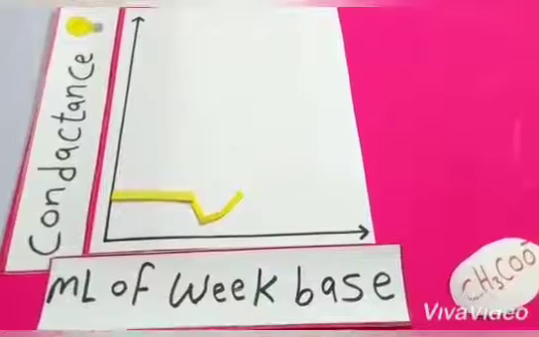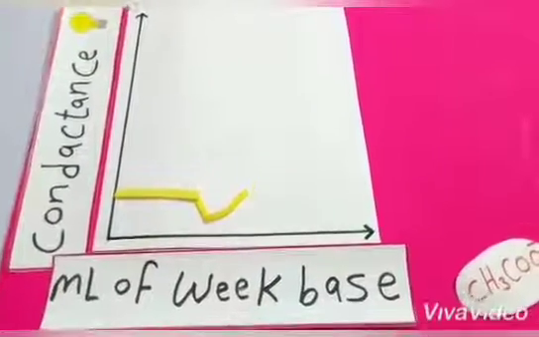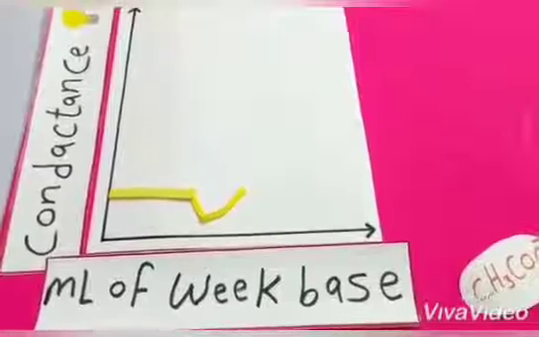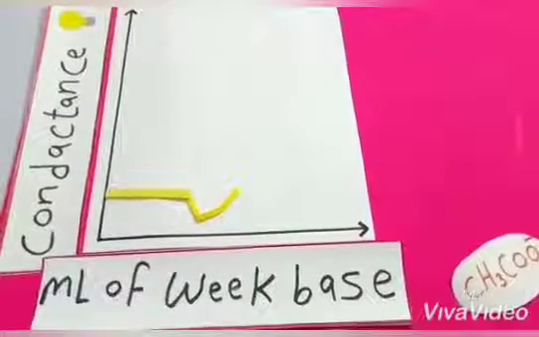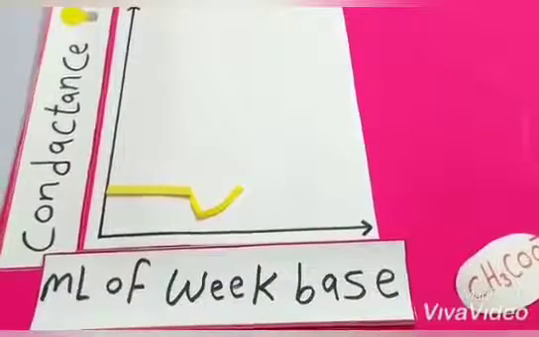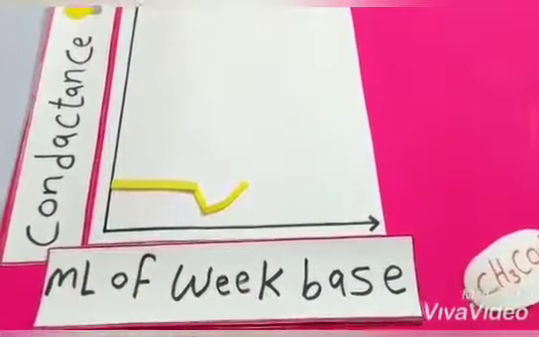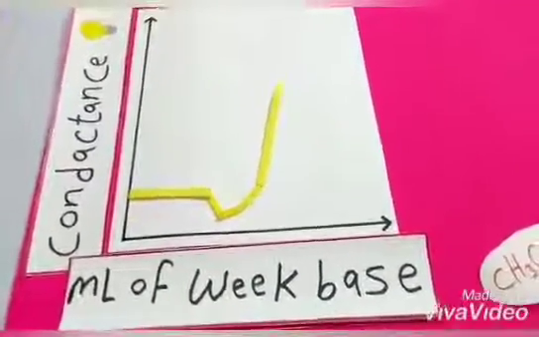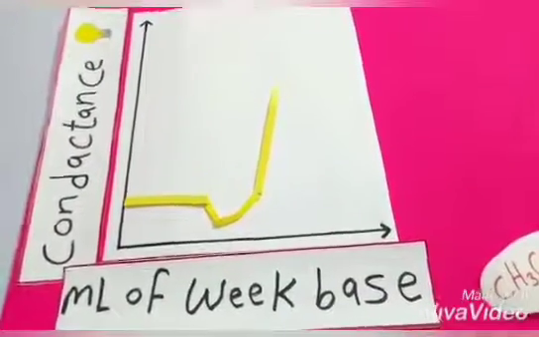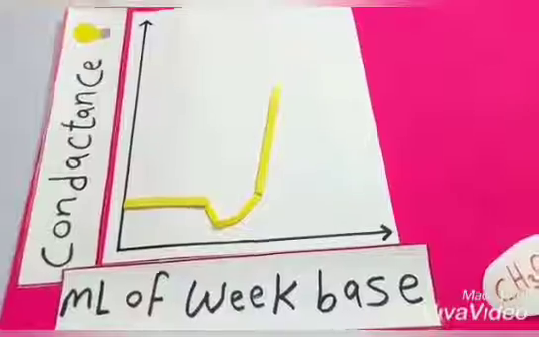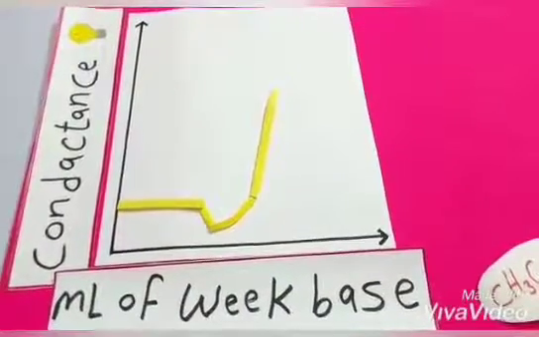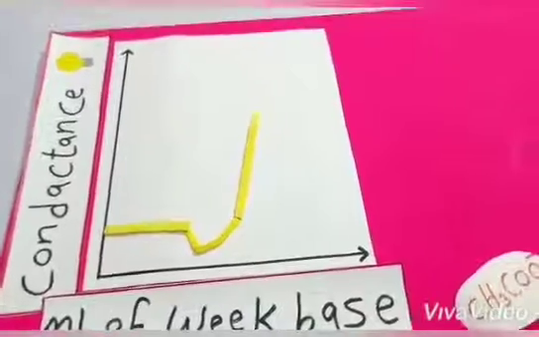This decrease is due to addition of weak base to weak acid. With addition of more volume of weak base to the solution, this will lead to an increase in the conductance. The conductance increased due to addition of a larger volume of weak base to the solution, and after that, when we reach the equivalence point, it becomes part of the curve.